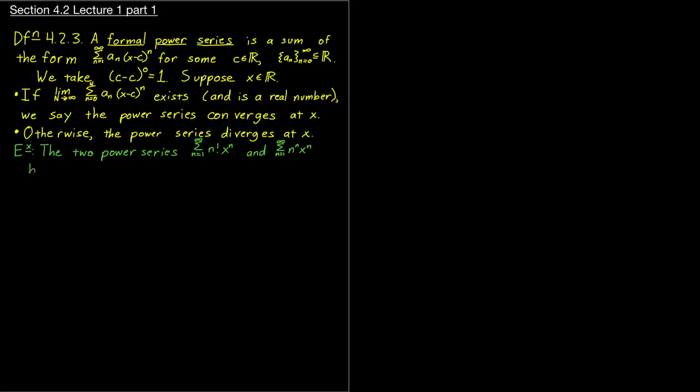these guys both diverge for all x except 0. You can check this using, I think the ratio test works better for the first one. You really need the root test for the second one. And they both converge. Since we started at n equal 1, they both converge to 0 if x is 0, because if x is 0, every single term you add is 0, and 0 plus 0 plus 0 plus 0 plus 0, we say that converges to 0.